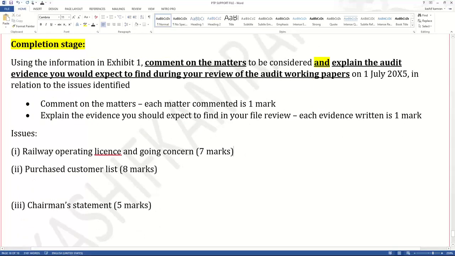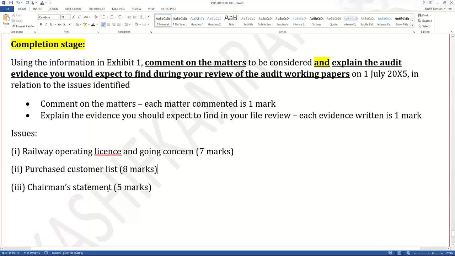Issues in the case study, 3. So for every issue, we will read the case study. We will comment on the matters and we'll explain the evidence. Obviously, I will not be doing all the 3 with you in the live class, but I will be starting and you will be ending. So we'll start and you end because we still need to do another question from September, December 20 paper. So that's the first one, right?